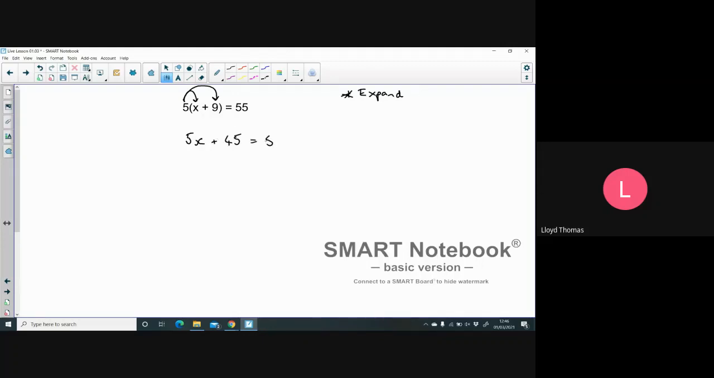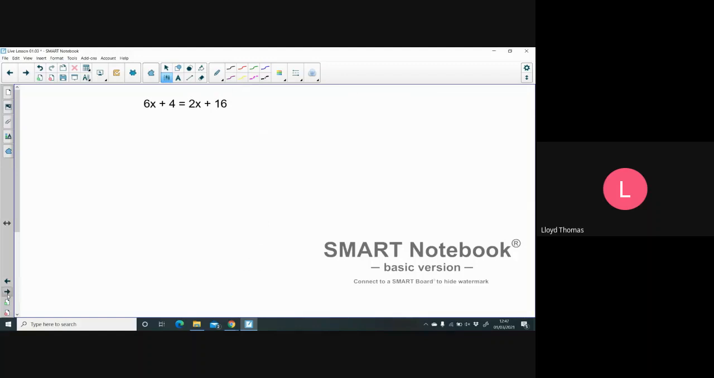And that equals 55. From this point onwards, it's exactly the same steps as normal, moving everything over to the other side. Eventually, we want to get x on its own. But first we have to expand the brackets. So it becomes 5x equals 55 take away 45 when I move that over. 5x is equal to 10. Then I move the 5 to become a divide: 10 divided by 5, which is 2. 2 is my answer. So that was a little recap on brackets.